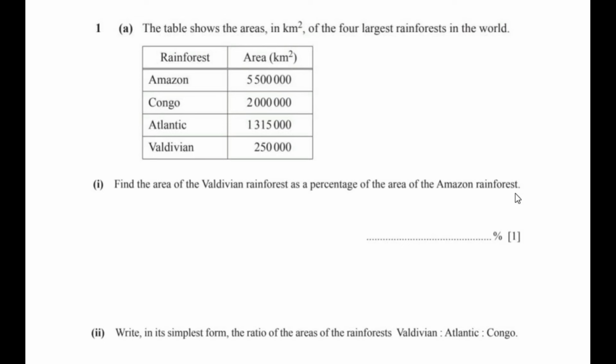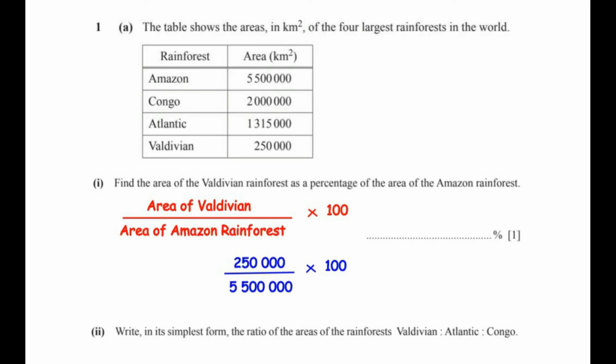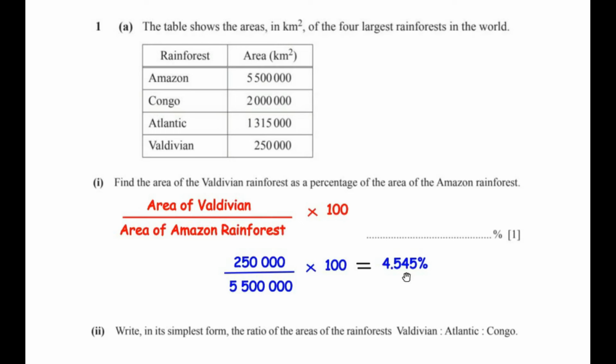of the Amazon rainforest. Since here the area of the Valdivian rainforest is given as a percentage of the area of the Amazon rainforest, we are going to write it as area of Valdivian over area of Amazon rainforest, times, since it is asked as a percentage, we are going to multiply this fraction by 100. Now let us substitute these values using the table. So area of Valdivian rainforest is given as 250,000 and area of Amazon rainforest is given as 5,500,000, times 100. So this will give us a value as 50 over 11, or as a decimal we can write it as 4.545. So we have written here 4.545%.